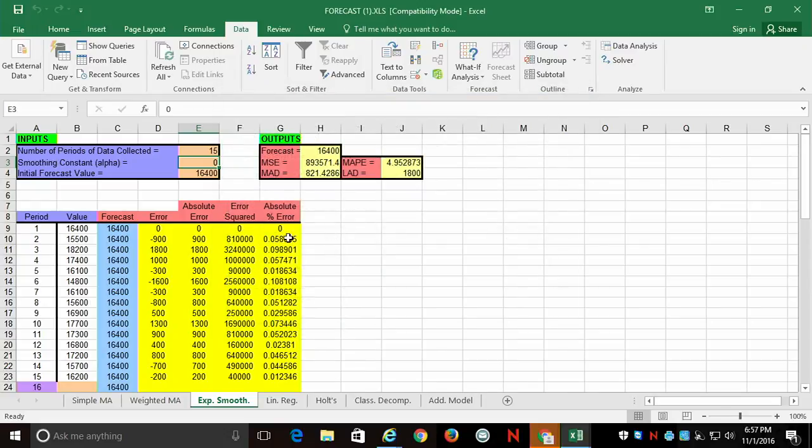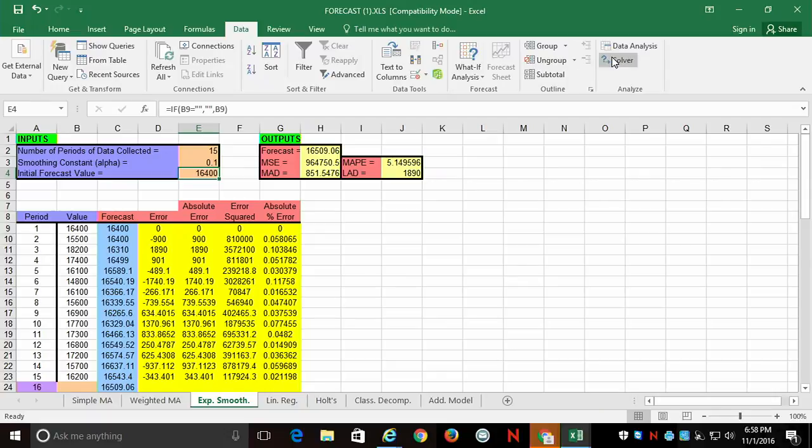because if you do it, you may have got a smoothing constant of 0. And it does minimize the MAPE at 4.95. But all it's saying is, well, 16,400 was the best. And that was the first value, like period 1. So in this case, it kind of gives you a weird result, right? Smoothing constant of 0 is kind of a weird result.